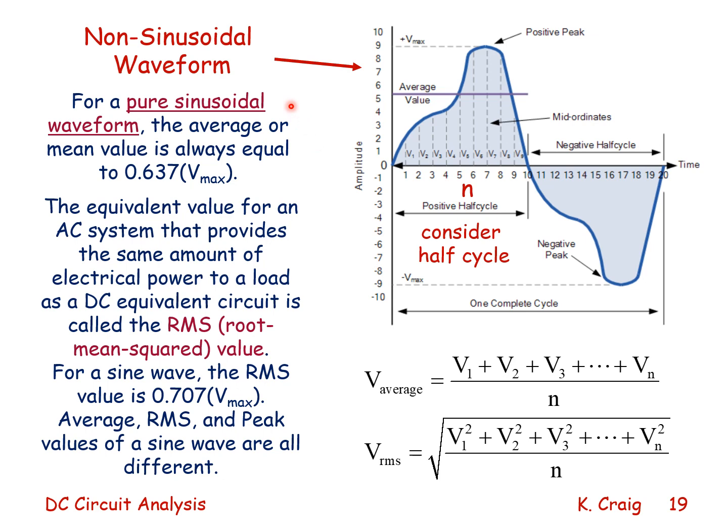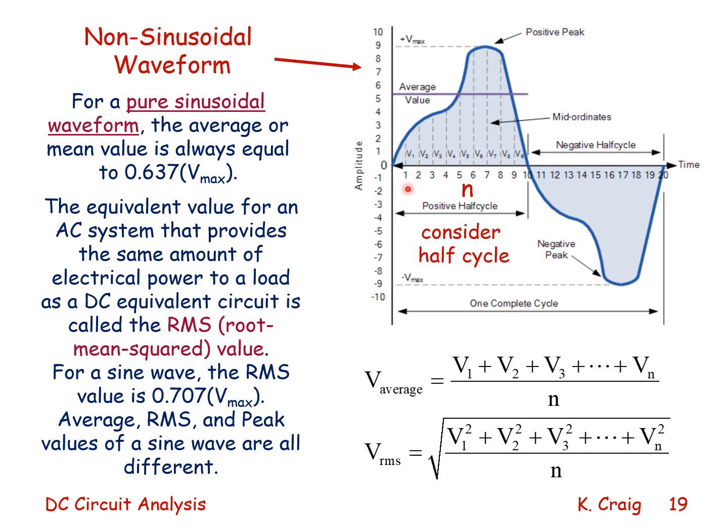For a pure sinusoidal waveform, the average or mean value is always equal to 0.637 times the maximum value of the waveform, in this case, Vmax. Here we see a non-sinusoidal waveform, and we'll focus on the positive half cycle of the waveform. We see Vmax, the peak value, is identified. The average value here is shown.